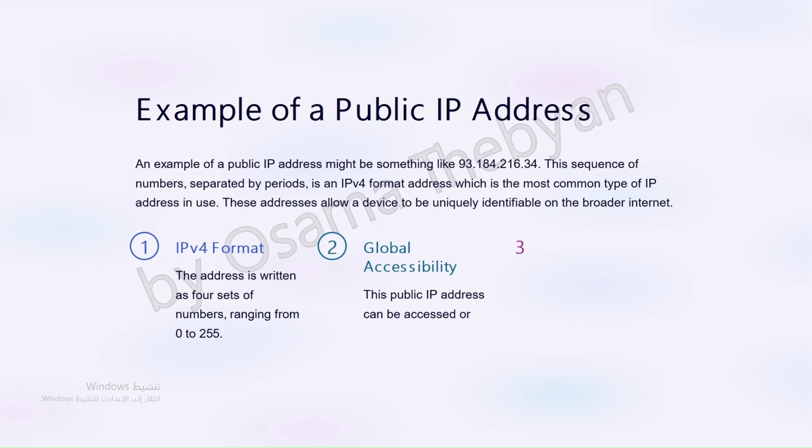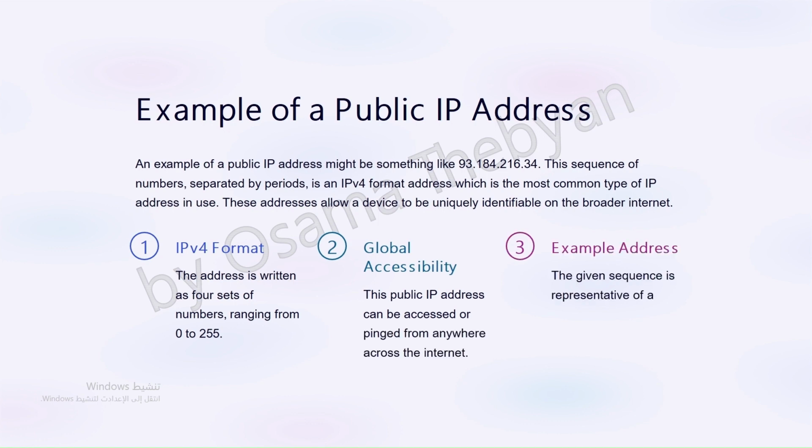1. IPv4 format: the address is written as 4 sets of numbers, ranging from 0 to 255. 2. Global accessibility: this public IP address can be accessed or pinged from anywhere across the Internet. 3. Example address: the given sequence is representative of a potential public IP address.